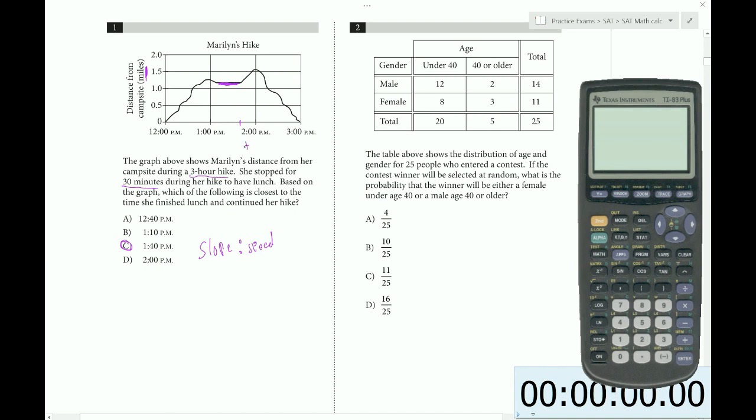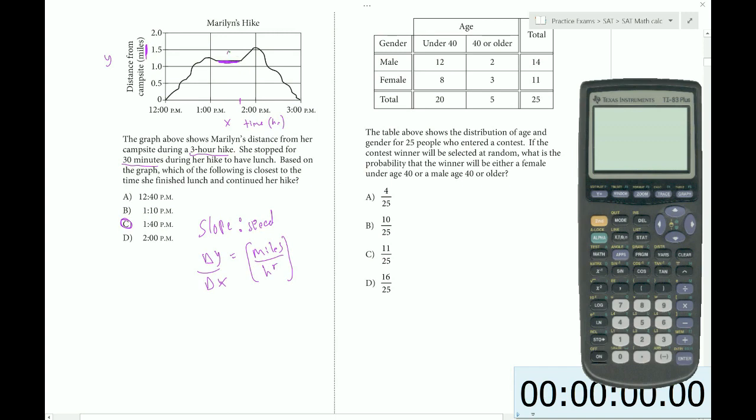So x is in time, which can be measured in hours, for example. So if we look at those units, slope is change in y over change in x. And so that's going to be measured in miles, because the y is in miles and the x is in hours. So miles per hour, for example, is a unit of speed. So I know the slope represents speed. So if she stopped, her speed should be 0, which means that the slope should be 0. And that means it's a flat section.